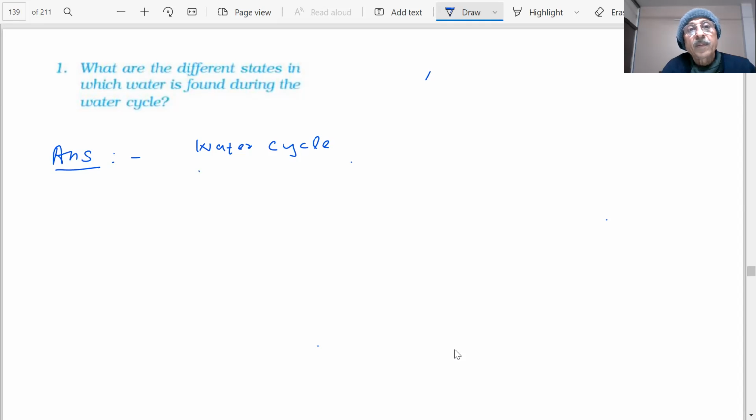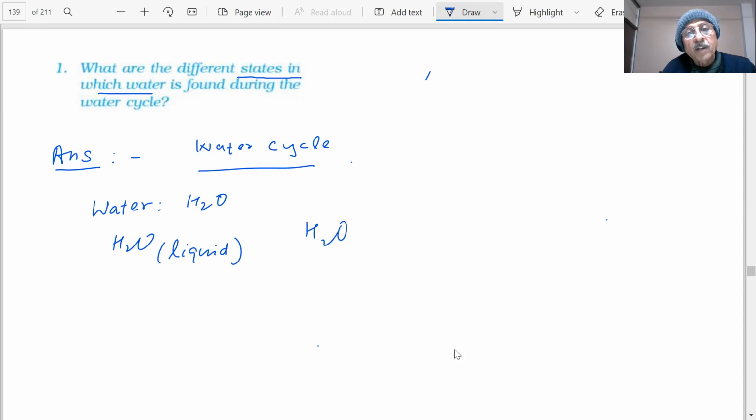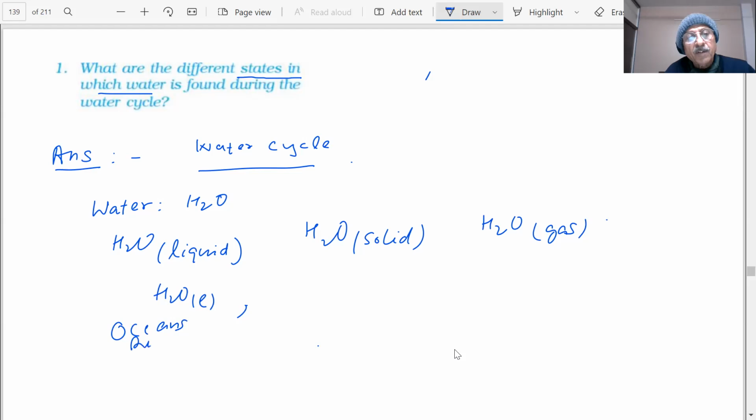What do you mean by state, student? State of water means you have water, the formula of which is H2O. You have water in the liquid form, then you have water in the solid form, and you have water in the gas form, student. Right? Yes, sir. So you have H2O liquid: all the oceans, rivers, whatever you have.